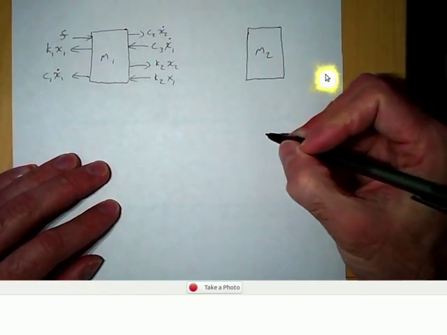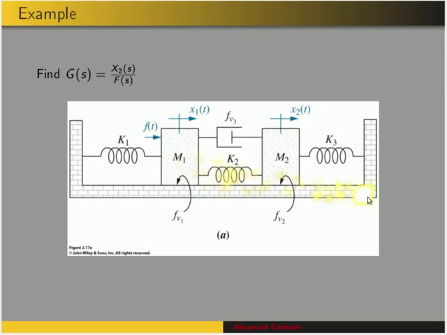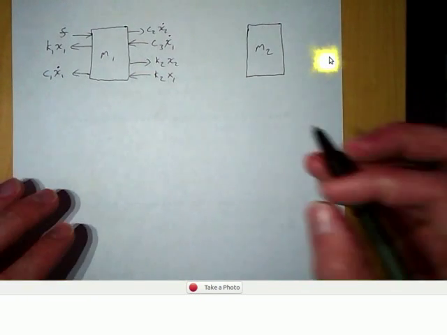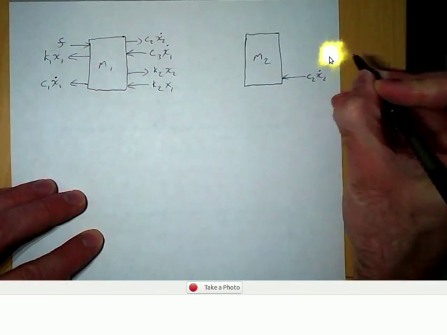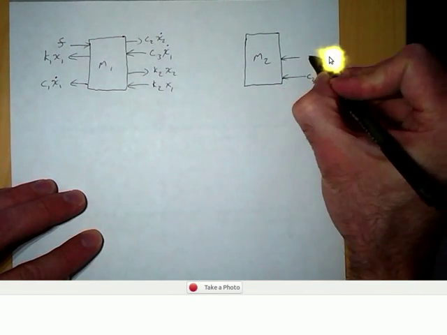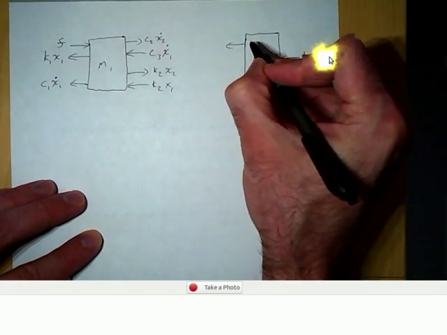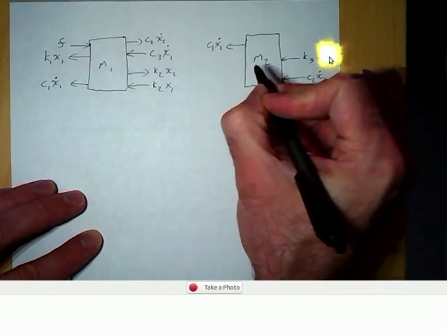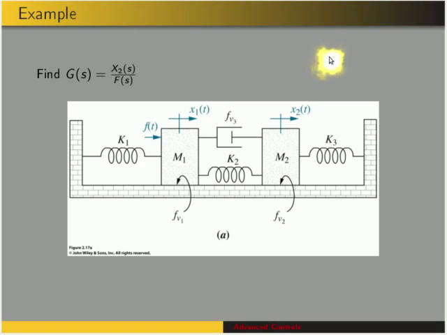So this next independent motion occurs at mass 2, and we're first going to draw the forces, assuming mass 1 is fixed, mass 2 is moving. So mass 2 is moving, we got a force from K3, C2, K2, and C3. So mass 2 is moving to the right, so C2 will impede that motion, and the force magnitude is C2 X2 dot. And we have K3 X2, and we have C3 X2 dot, and K2 X2. Okay. So those four forces are assuming M1 is fixed and M2 is moving.